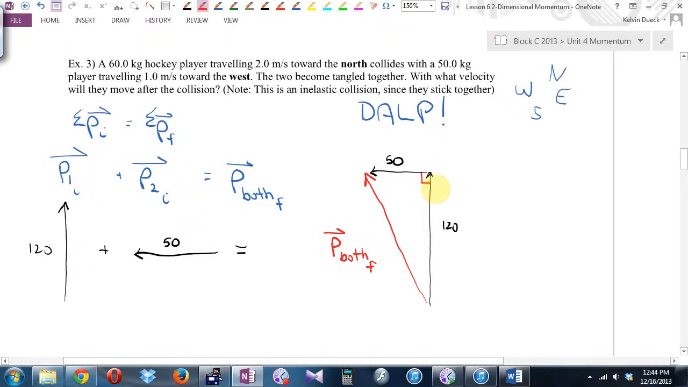How could I find the magnitude of the momentum? Thanks, kiddo. Bring it up.